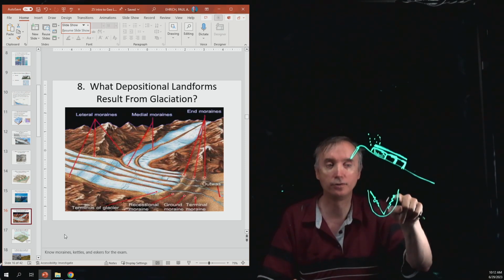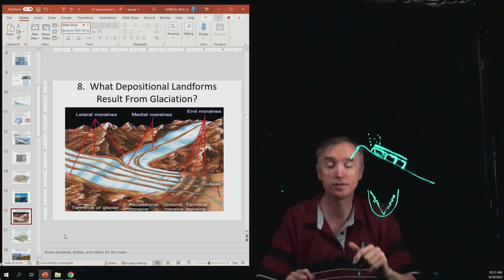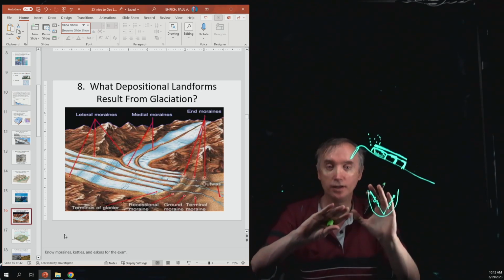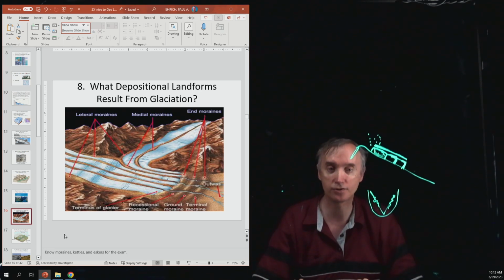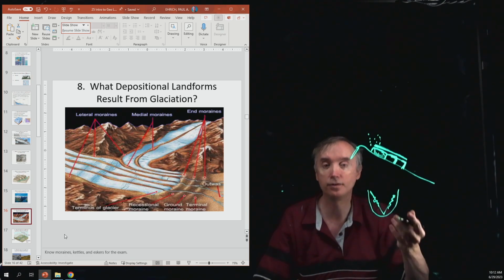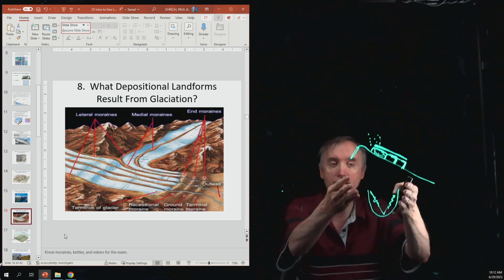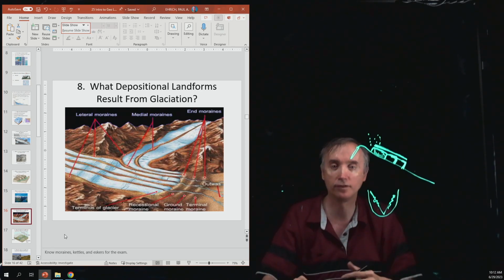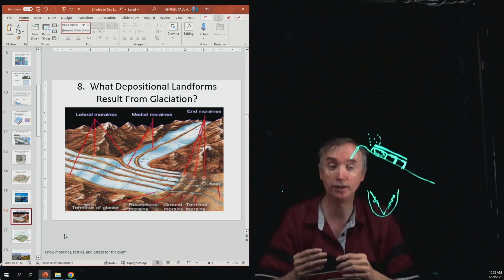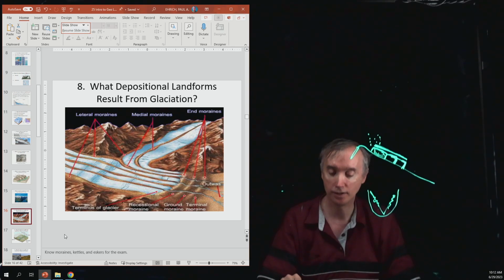And the material that is being eroded off the sides and the material that's being pushed in front of the glacier makes a moraine. And so at the end of the glacier, you have end moraines. On the sides of the glacier, you can have lateral moraines. So be able to recognize what a moraine looks like and what created that moraine in the first place.